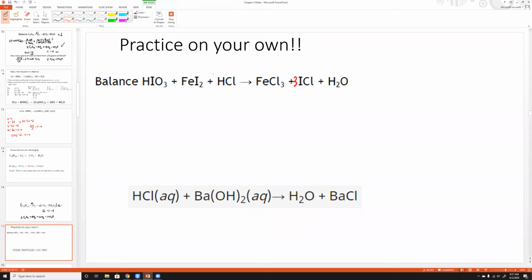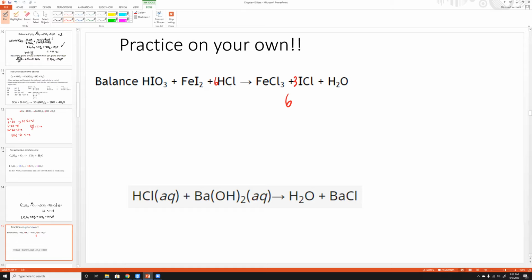Iron. There's 1 here and 1 here. Leave that alone. Iodine, we just did that. There's 3 here, 3 here. We're good. Hydrogen, we just did that before. 2 here, 2 here. We're good. Chlorine. There's 1 chlorine here. There is 3 and 3. There are 6 chlorines on the right side and only 1 here. So we have to put a 6 there.